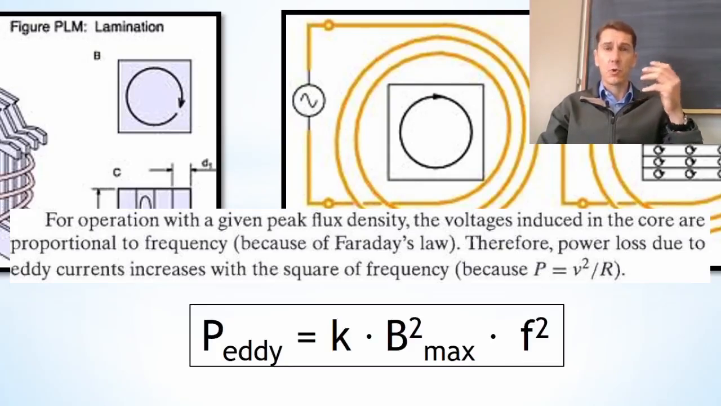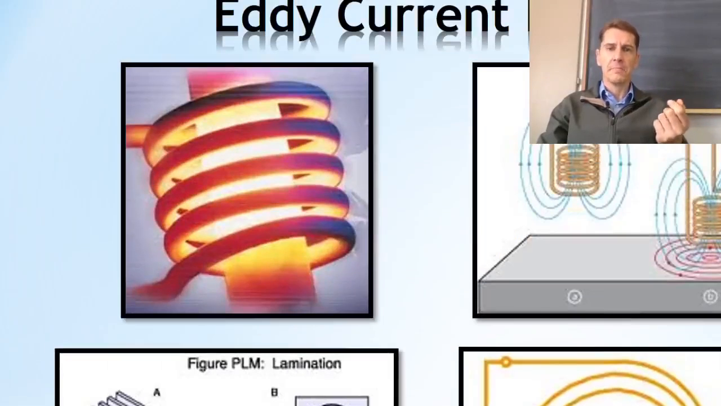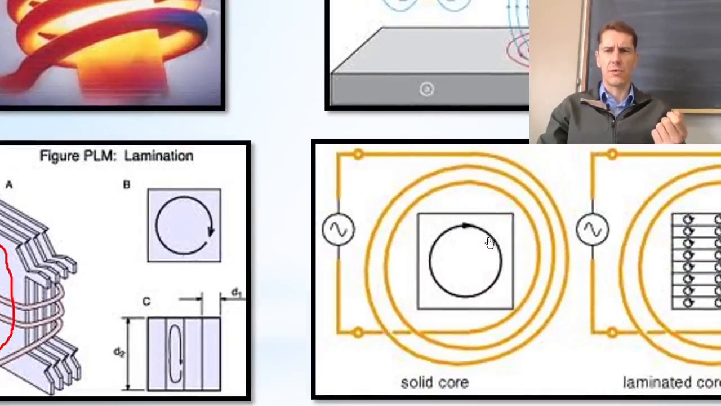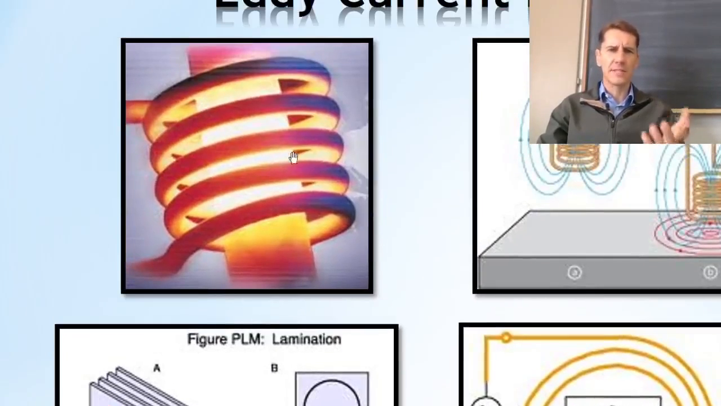But the voltage is proportional to the rate. In other words, your eddy current loss is proportional to the square of the frequency. So now we give this a high frequency, it creates massive high eddy currents, massive losses, to the extent that that iron will actually melt. And we call it induction heating or induction melting.